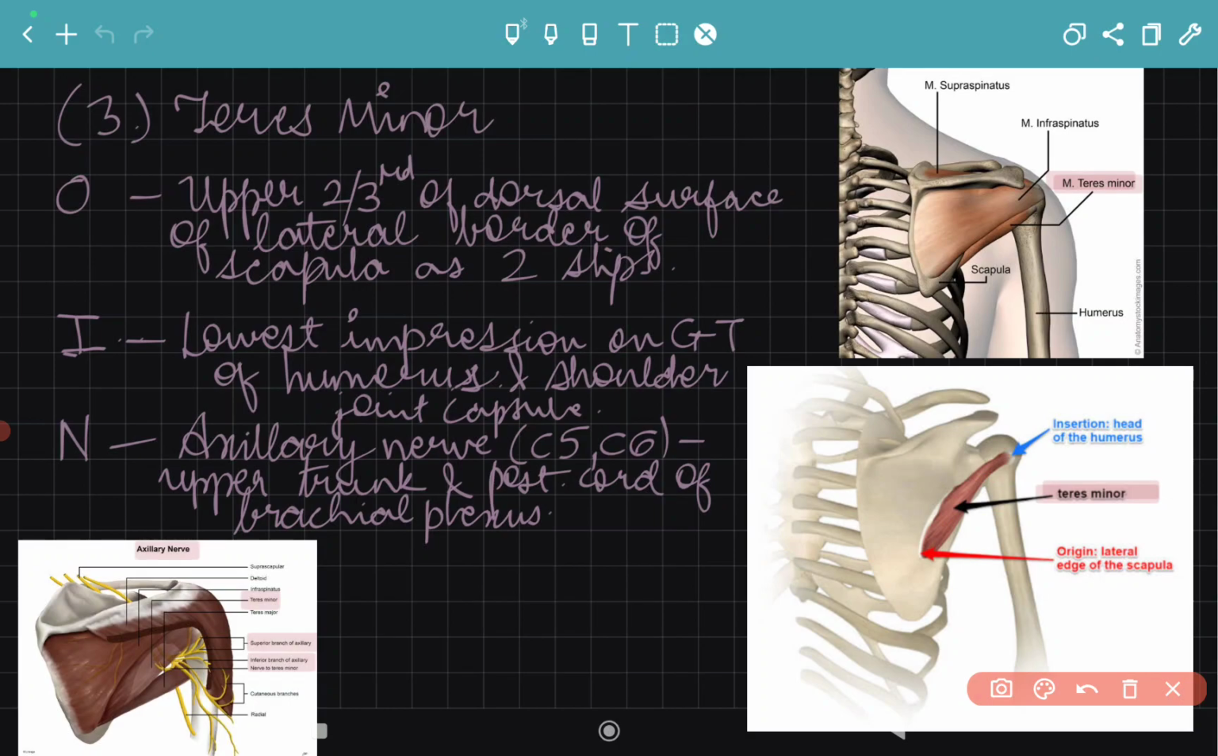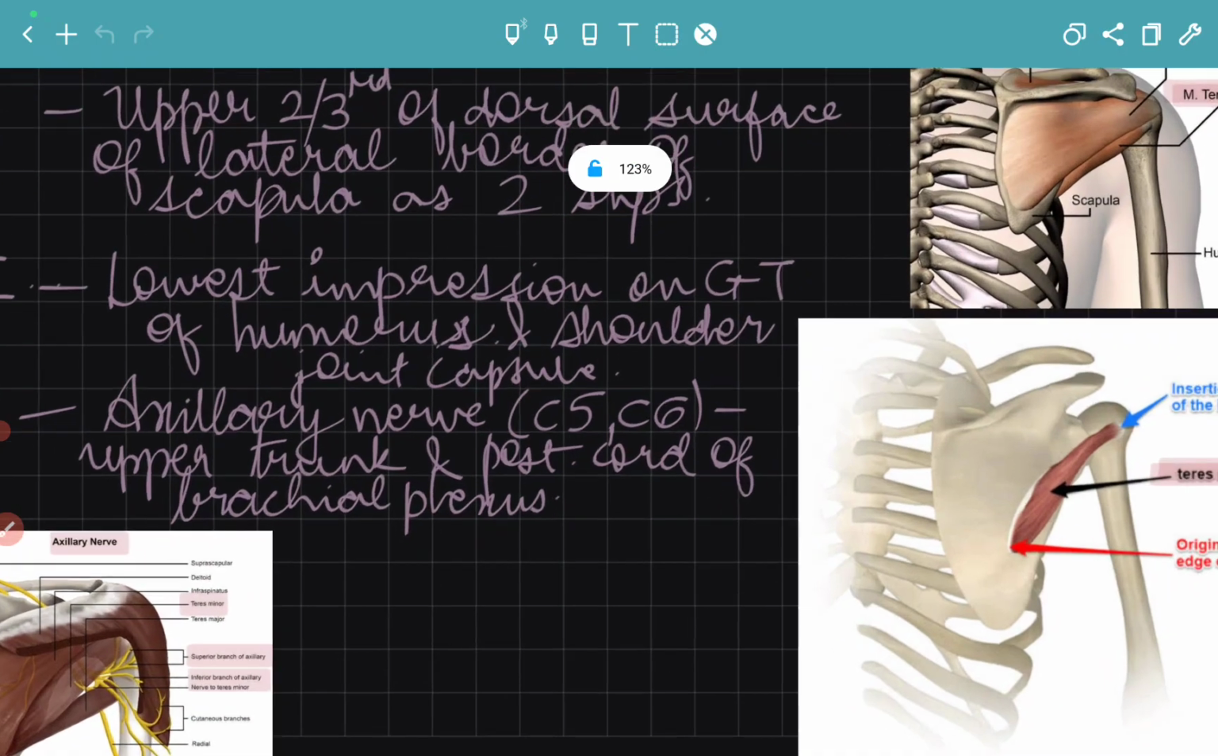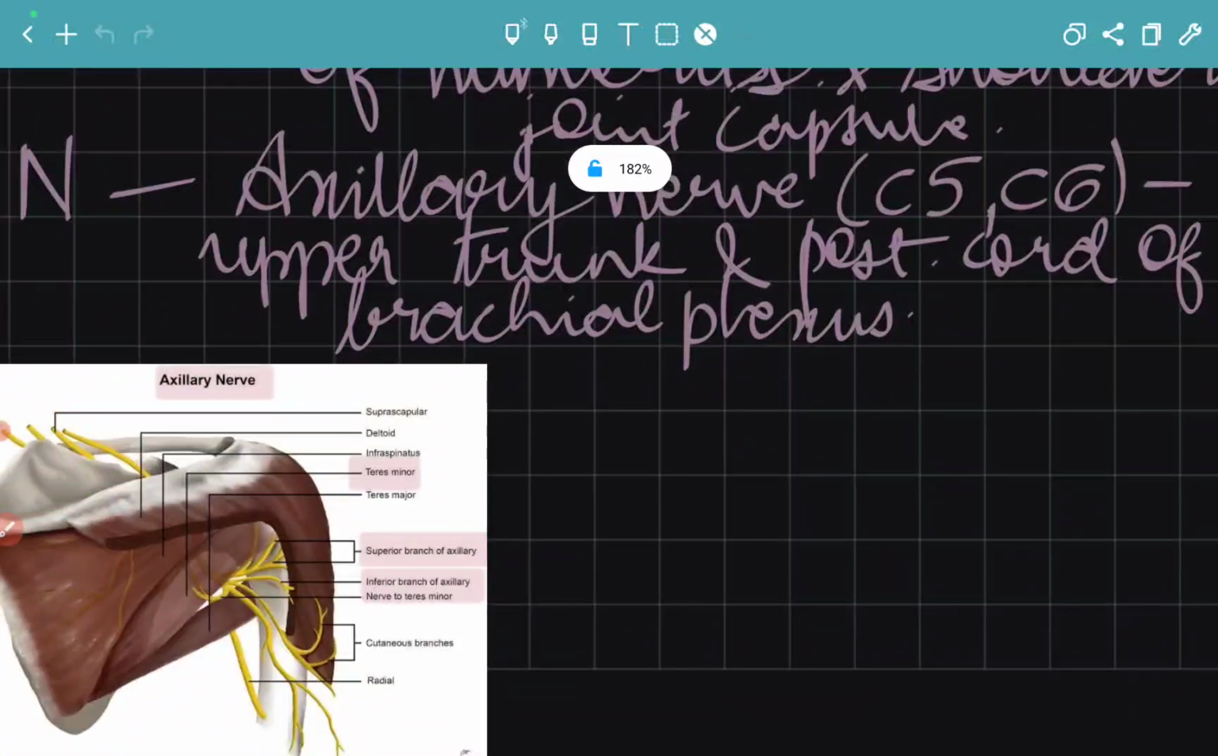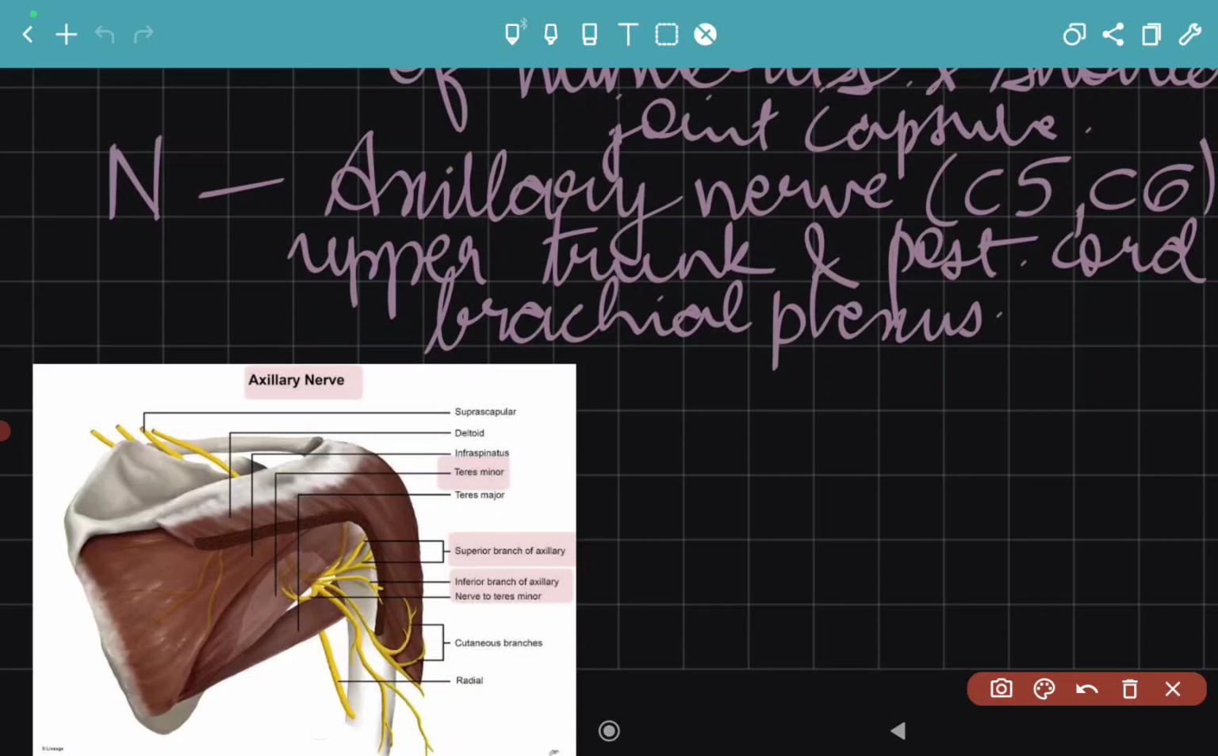Apart from that, the nerve supply for teres minor muscle is axillary nerve from upper trunk and posterior cord of brachial plexus. So we can see here about axillary nerve. So here axillary nerve has been marked, and as it goes here we can see there is superior branch, inferior branch, and from here only we can appreciate this as the nerve to teres minor muscle.